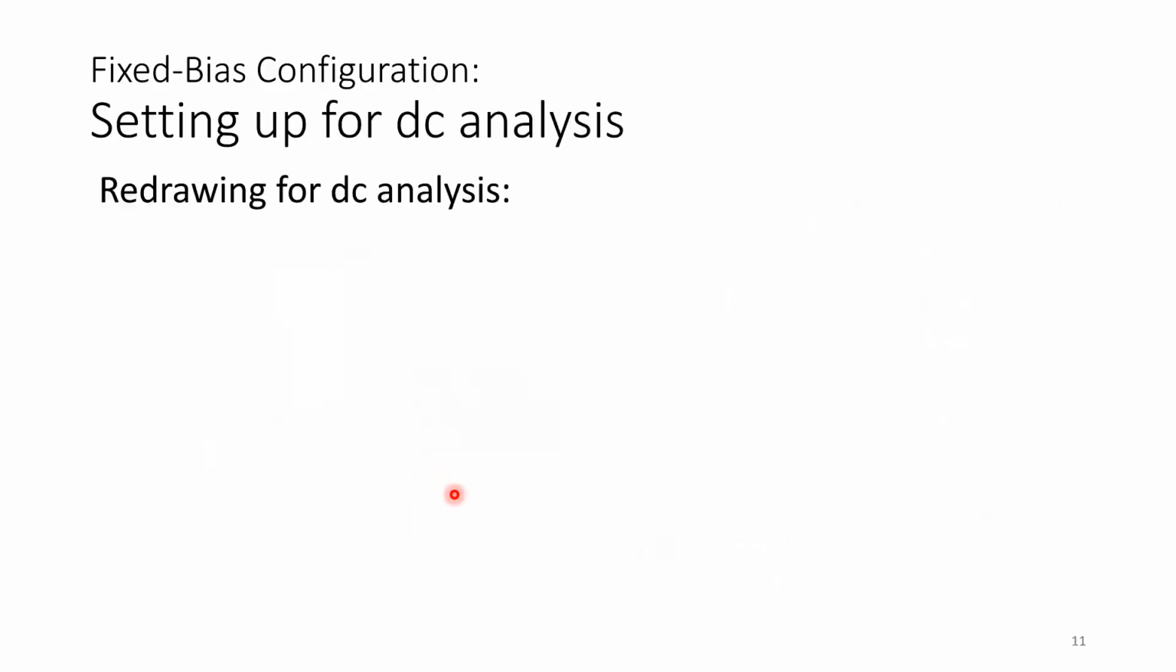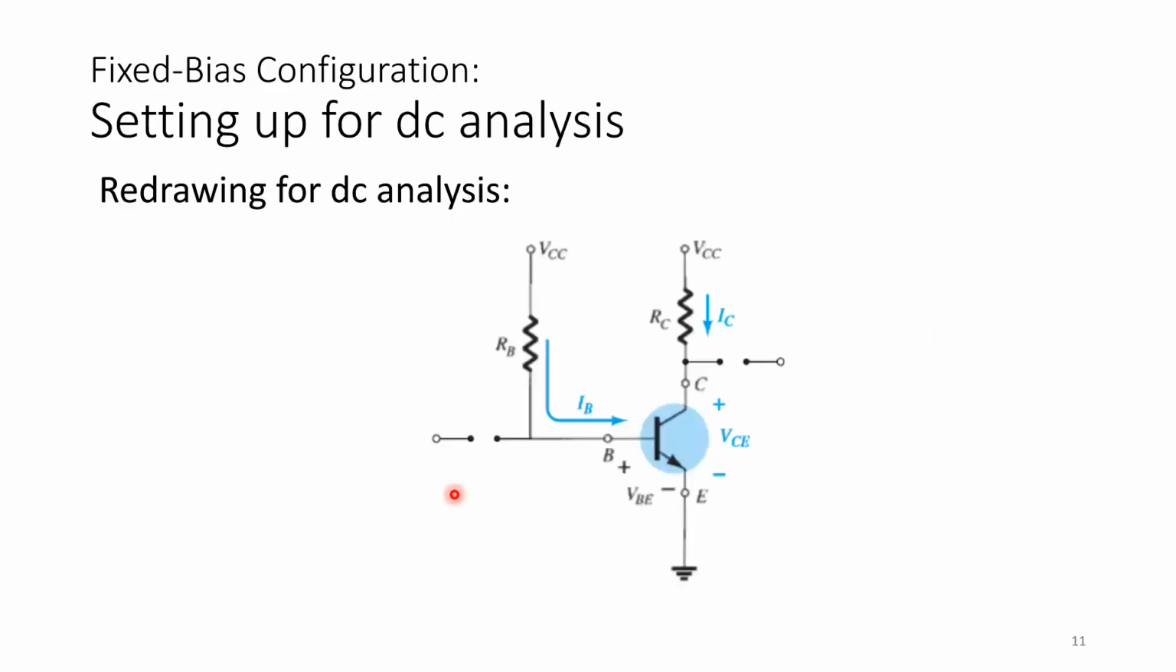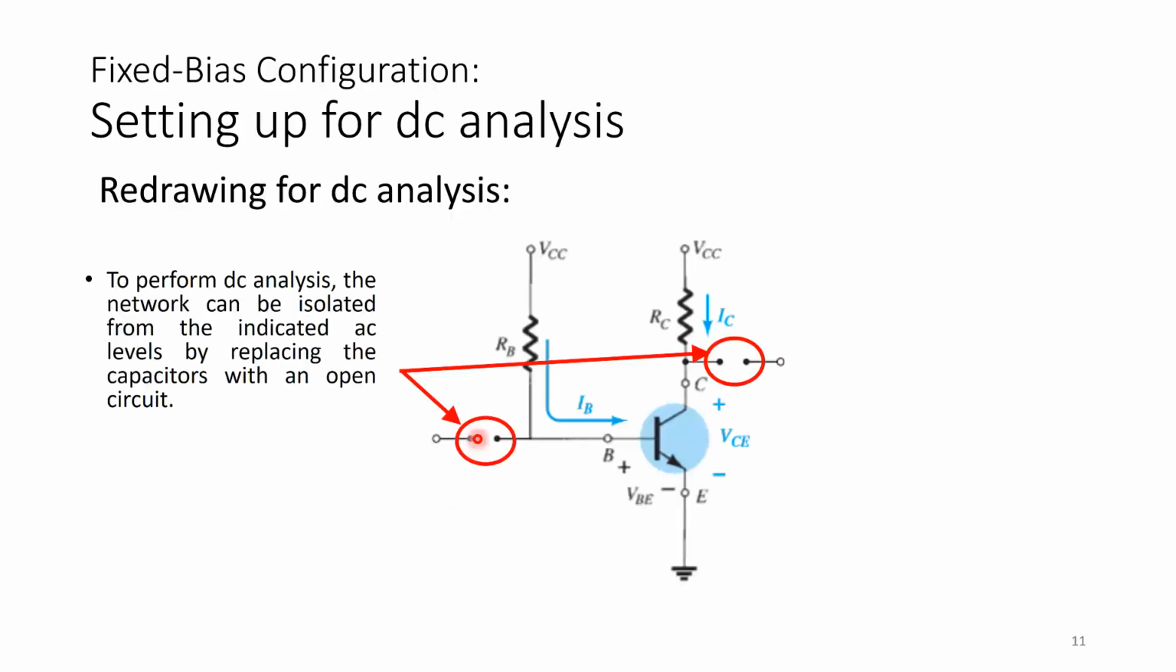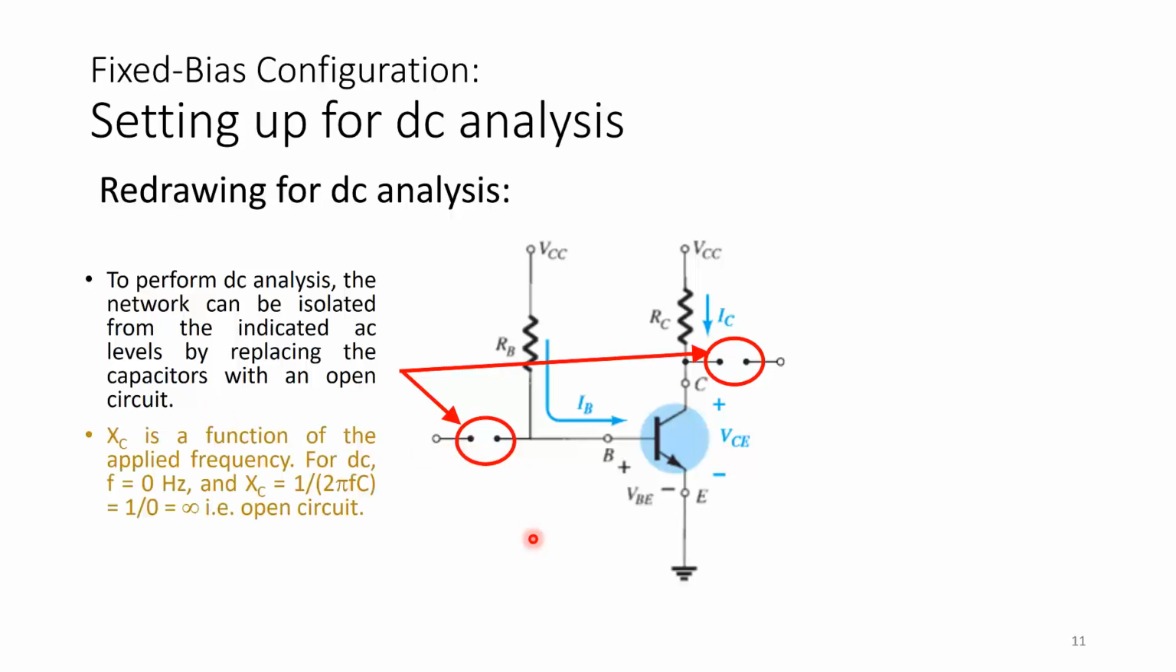And how do we do that? Redrawing for DC analysis. The coupling capacitors at the input and output: to perform DC analysis, the network can be isolated from the indicated AC levels by replacing the capacitors with an open circuit. Again, how is that possible? When we're doing DC, if we look at the reactance of a capacitance, it is a function of the applied frequency. So for DC, the frequency is 0 Hz, and therefore the reactance acts like an open circuit.